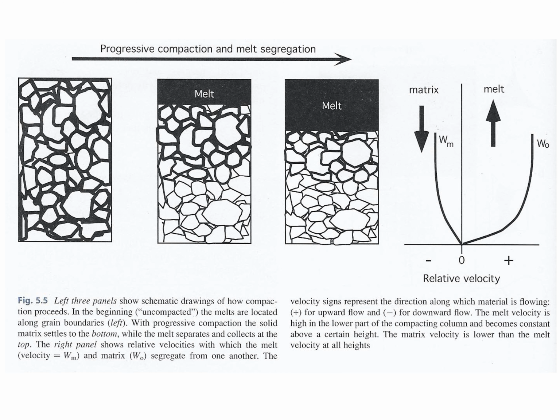The melt velocity is high in the lower part of the compaction column and becomes constant above a certain height. The matrix velocity is lower than the melt velocity at all heights.